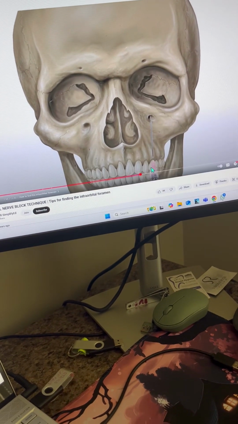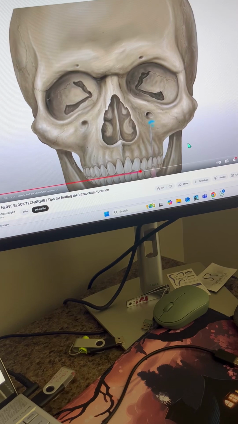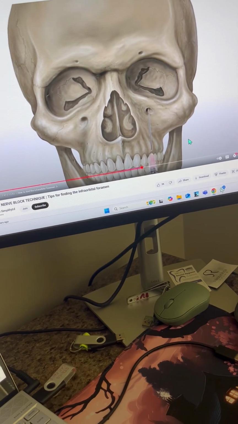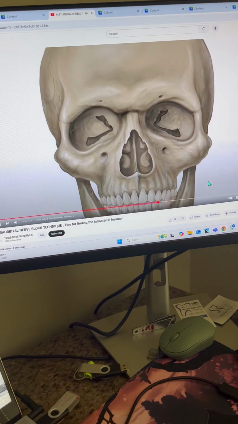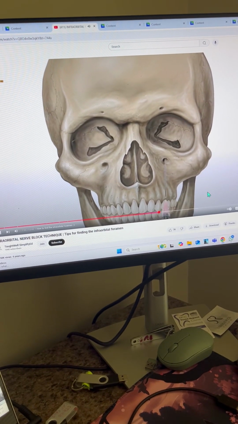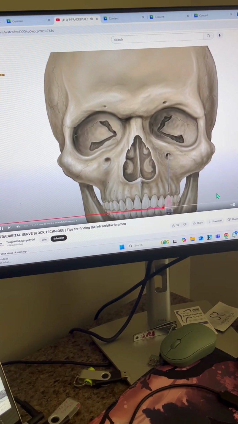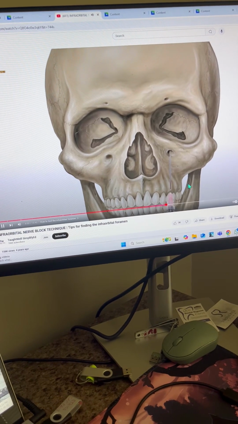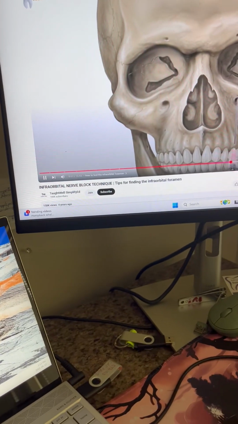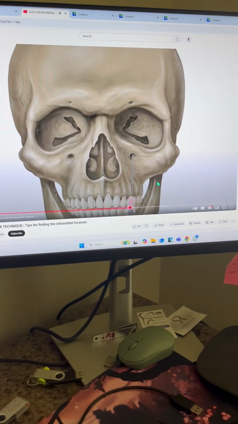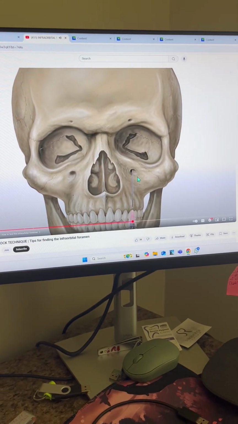For maximum comfort of the patient, it's good to deposit a few drops of local anesthetic as the needle passes through the soft tissues. The depth of needle penetration is 16 millimeters. So this means that when about half of the needle is in the tissues, this depth is achieved, and at this depth, usually we should contact bone. When I say that we contact bone, we are contacting the upper rim of the infraorbital foramen. This contact with the bone at the roof of the infraorbital foramen prevents overinsertion and puncture of the orbit.